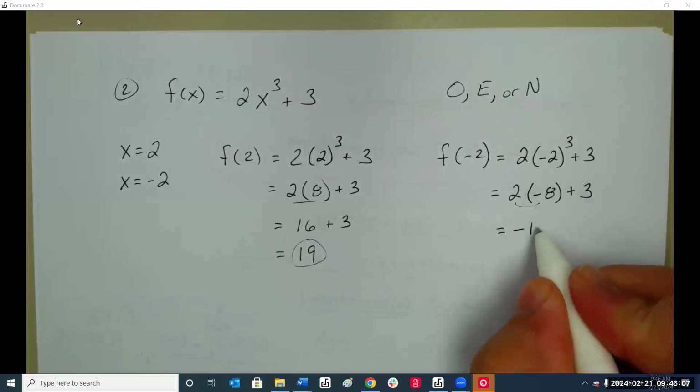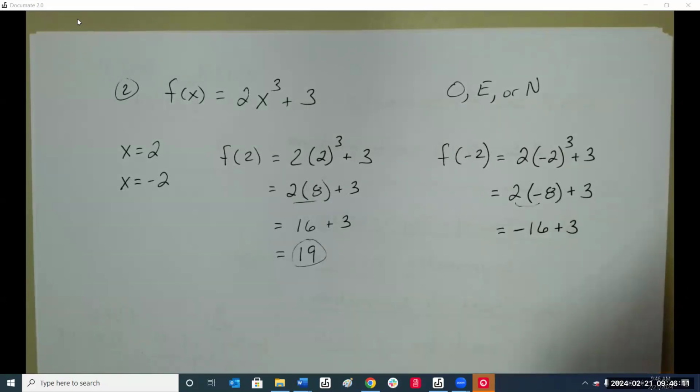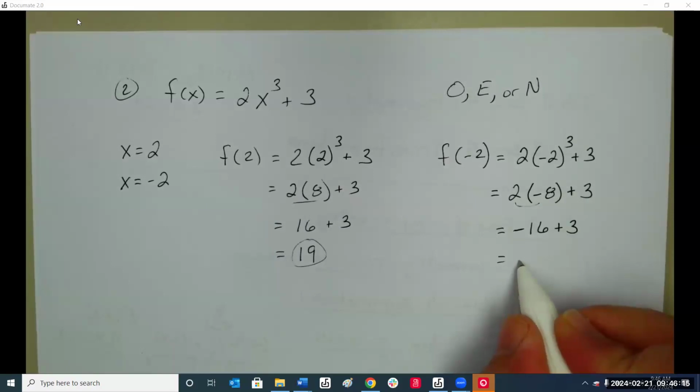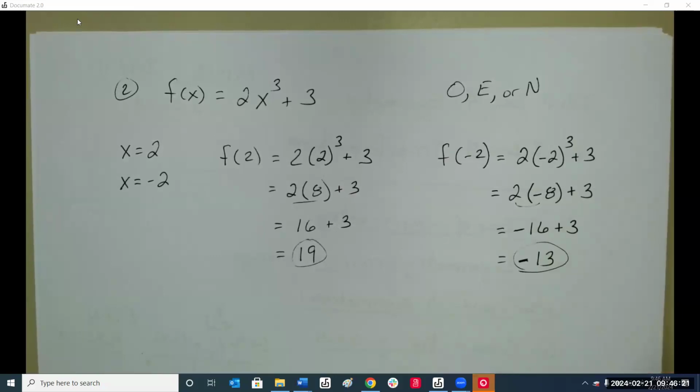2 times 8 is 16 plus 3. They're opposite signs. 16 is bigger than 3, so the answer is going to be negative. 16 minus 3 is 13. So what do you know? Yeah, since they don't equal, it's neither.